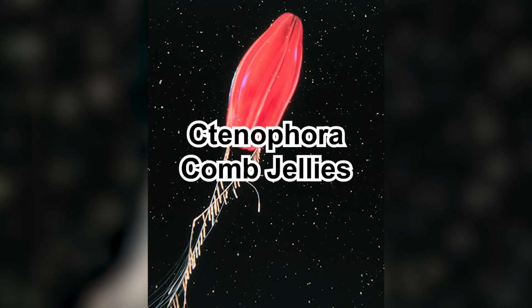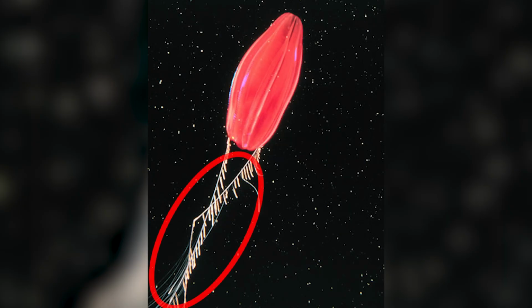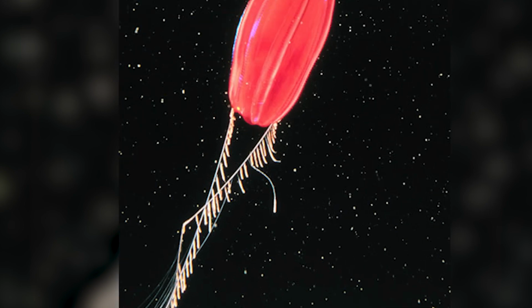Now, let's take a look at comb jellies. Try to guess, are these tentacles or arms? Well, the answer is, this is indeed a tentacle. Not only that, if you look closer at the tentacles, you'll notice these bristles. These are tentilia, basically small branches of tentacles.